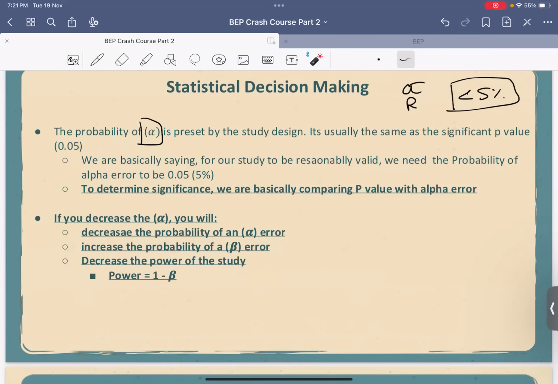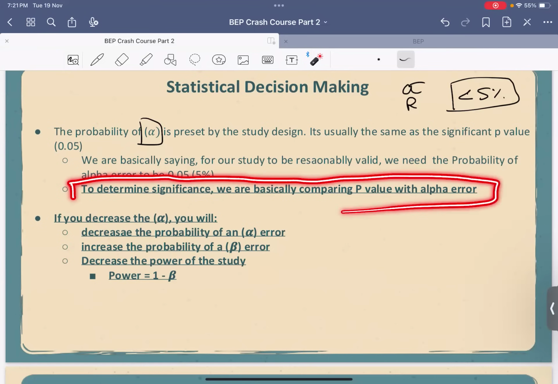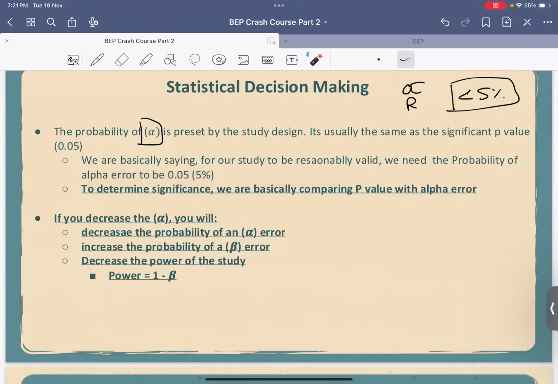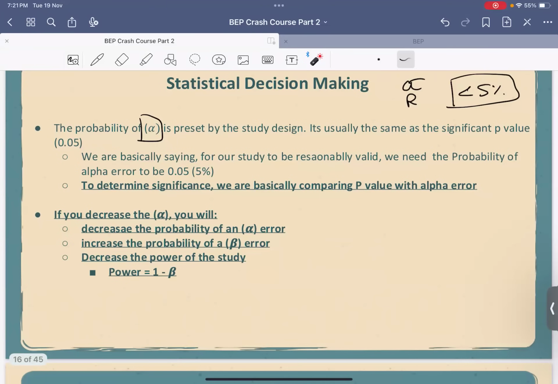You don't need to understand all of this. Just memorize one line from here: to determine significance, we are basically comparing the p-value to the alpha error that we set at the beginning of the design. Okay, so this is the only thing you need to know. Don't overthink it. If you didn't understand anything from what I said, that's okay. Just memorize this line. Just try to grasp just enough to be able to solve the exam questions. Don't try to overthink or go deep. Yani, this is not our work. This is the statistician's work. We just need to know how to interpret.